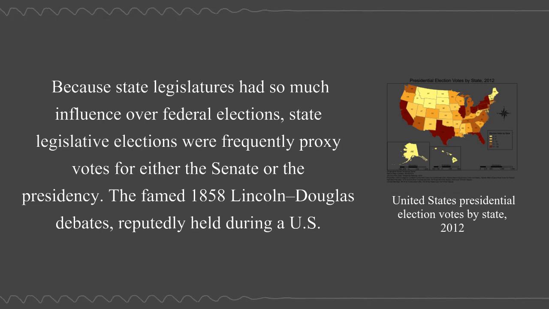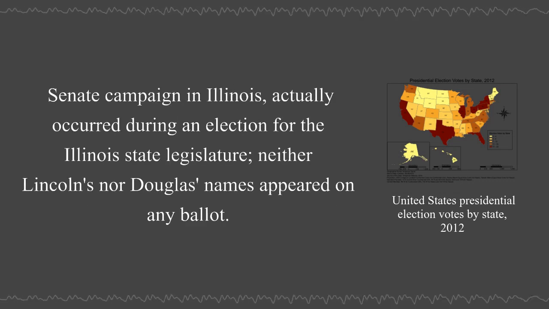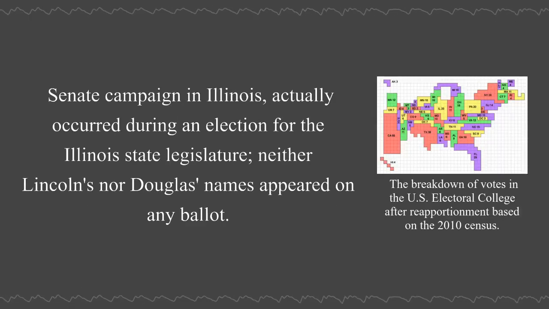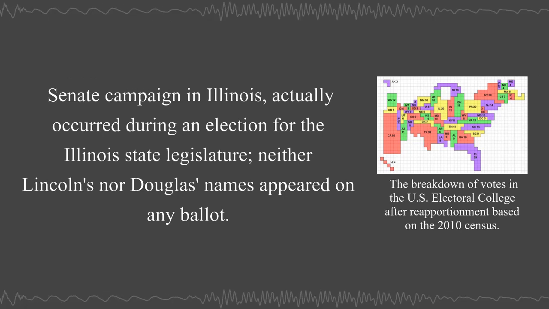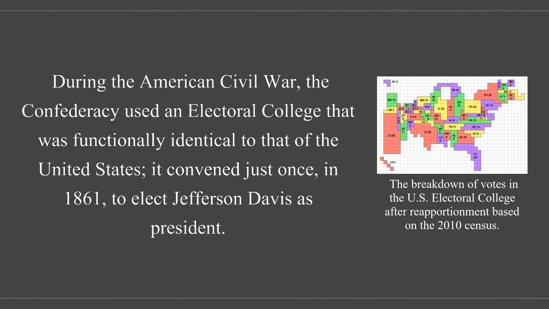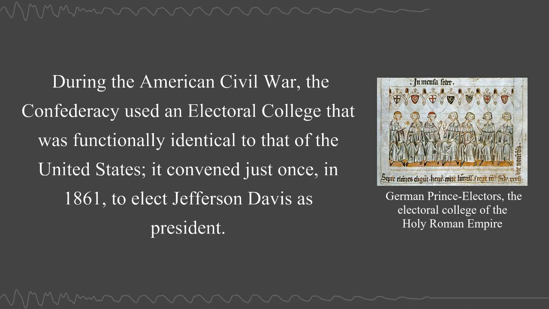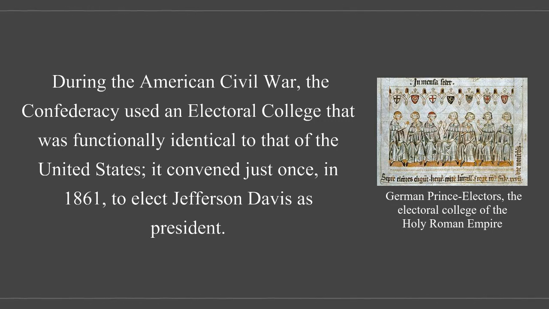The famed 1858 Lincoln-Douglas debates, reputedly held during a U.S. Senate campaign in Illinois, actually occurred during an election for the Illinois state legislature. Neither Lincoln's nor Douglas' names appeared on any ballot. During the American Civil War, the Confederacy used an electoral college that was functionally identical to that of the United States. It convened just once in 1860, one to elect Jefferson Davis as president.